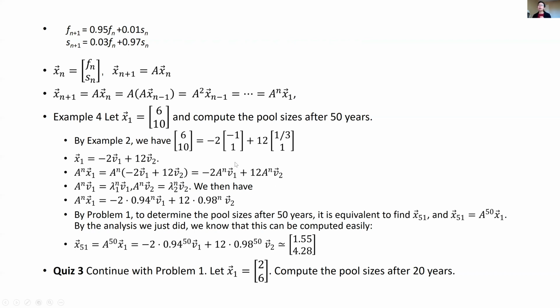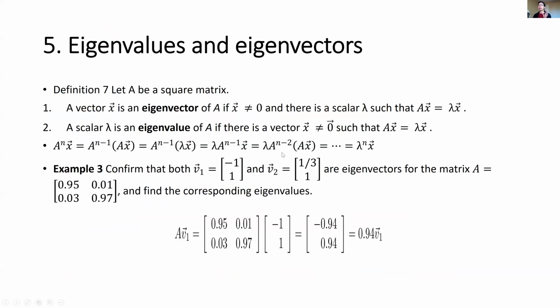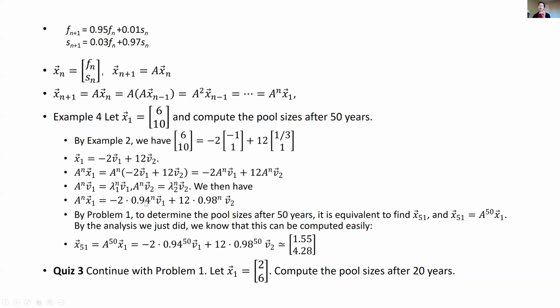And what is that first? What is A to the n times v1? A to the n times v1, because v1 is an eigenvector with corresponding eigenvalue λ1, by the definition, we know that this is just λ1 to the power n. So look at that, we just mentioned in here, right? So we know that this is just λ1 to the n times v1. And then A to the power n times v2 is also equal to the corresponding eigenvalue to the power n times v2. So therefore, these two can be replaced. This first one can be replaced by λ1 to the n times v1. This second one here can be replaced by λ2 to the n times v2.